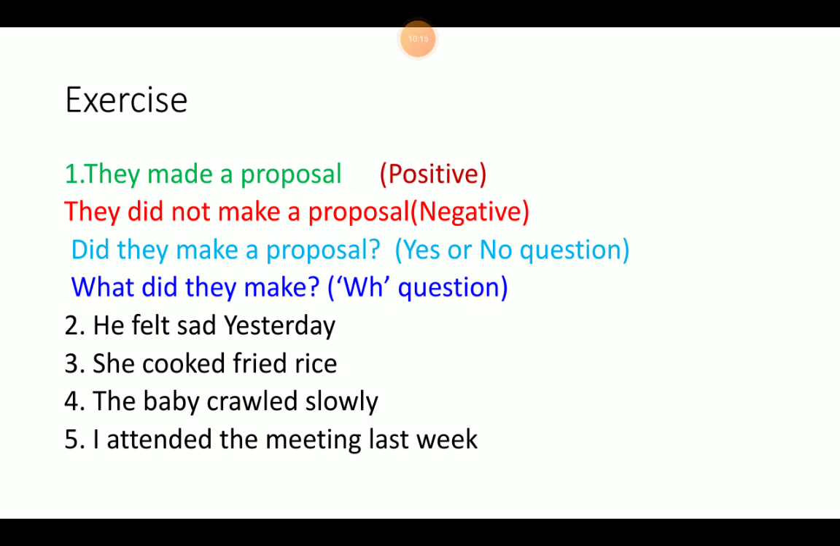And for yes or no question, did they make a proposal? For WH question, only one WH word has to be written additionally before the yes or no question. Okay. So here the appropriate WH word is what. What did they make? And then please note down here, you should not write the answering word here. Here the answering word is proposal.